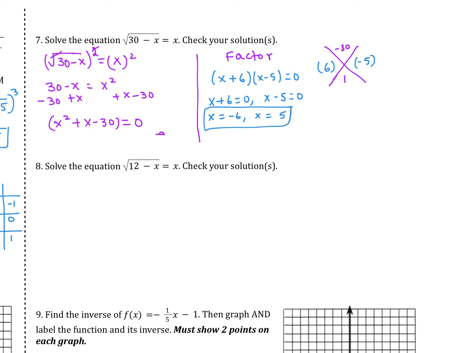There are two solutions, and obviously there should be one. One of them should not work. So let's try and plug this -6 here. So 30 minus -6 equals -6. So square root of 36 is -6.